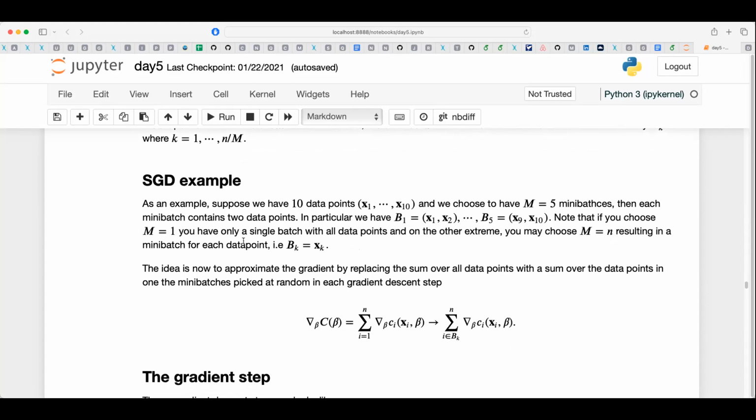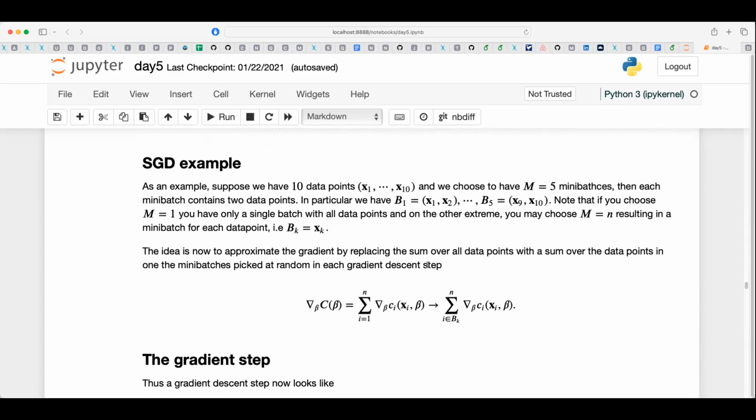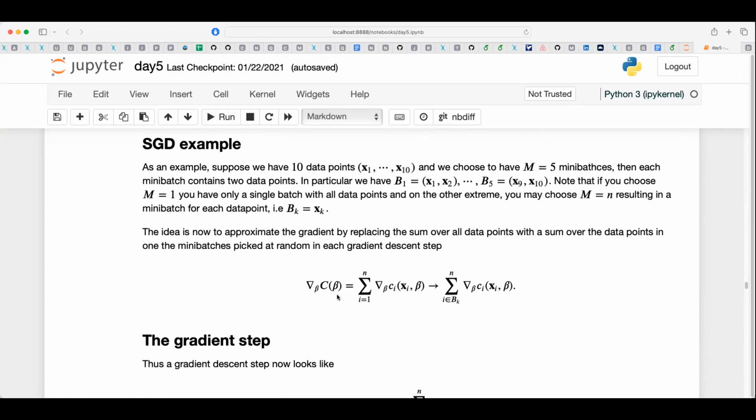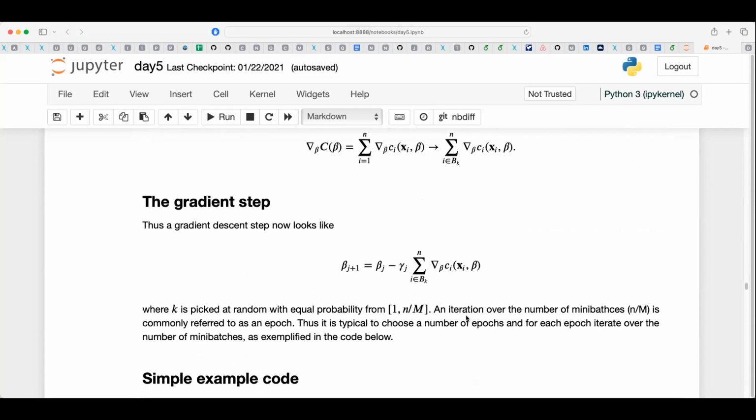And if you have M equal 1, then you have all the data points, and then you're back to where you were. And the idea now is to approximate the gradient by replacing the sum of all data points with the sum of the data points in one of the mini batches picked at random in each gradient descent step here. So that means that you calculate now the gradient as a sum over all these different batches. And a gradient descent step would look like this, where you now have a sum over the mini batches. And where this K, which you have in K, is picked randomly with an equal probability from 1 to N divided by M here.